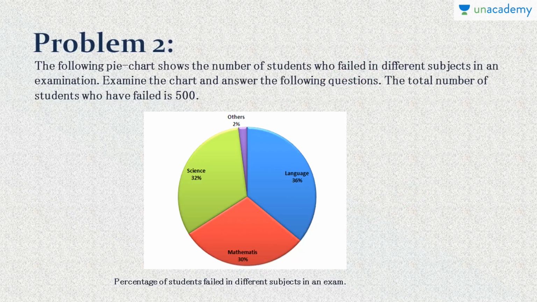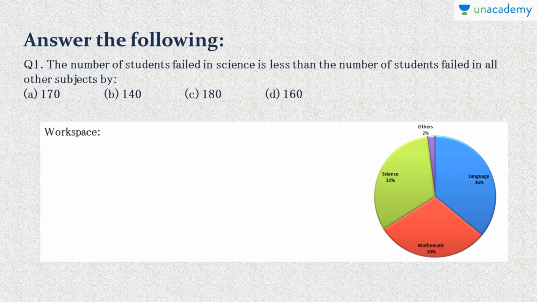Moving on to the next question, problem 2. The following pie chart shows the number of students who failed in different subjects in an exam. Examine the chart and answer the following. The total number of students who failed is 500 students. Okay. So here we have 36% failed in language, 30% failed in mathematics, 32% failed in science and 2% failed in other subjects.